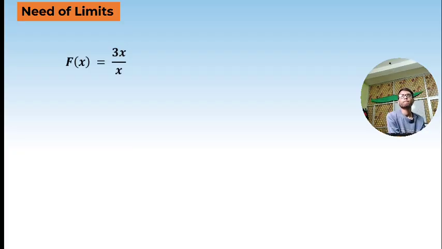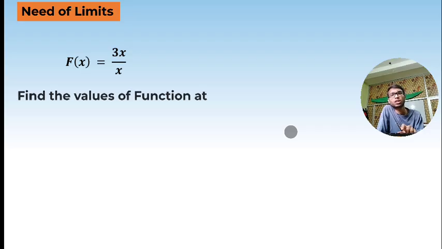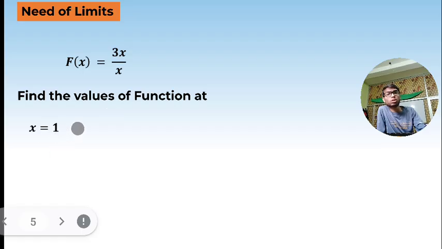Need of limits. Here we are saying function of x is 3x upon x. What are we saying? When we put x as an input, then we will get this as y, and as we know, y is the output. Are we clear? Yes. Next, find the value of the function at x is 1. Here the value of x is 1. This is the input. Now what are you going to do? You will substitute this value in x, and then you will get a value of y, isn't it?